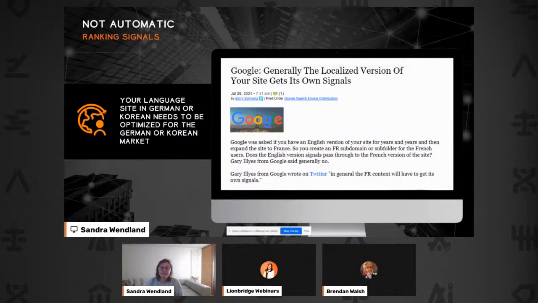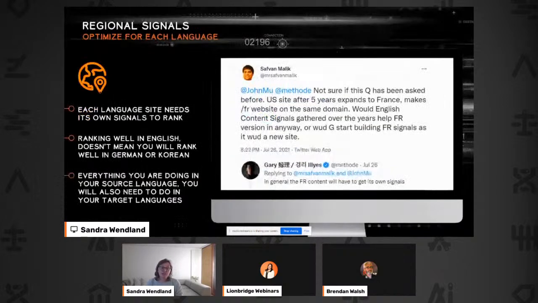Moving on, in my daily reading again, I saw this article that came through, and it seems there is a misconception out there that if my site ranks well in English, this will pull through to other languages. And there was an exchange on Twitter with some Google representatives, and what the Google representative said here is every language needs its own signals to rank. So if you're doing well in one language, you will need signals also in all of your other language sites. You cannot rely on English to pull through to German or to pull through to Italian or Korean. You do need to optimize per language.